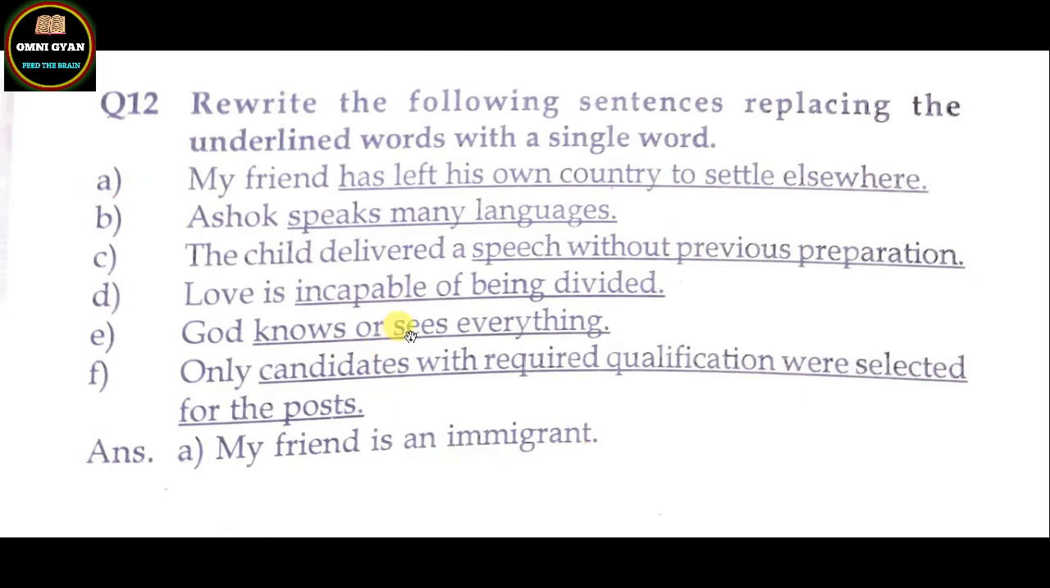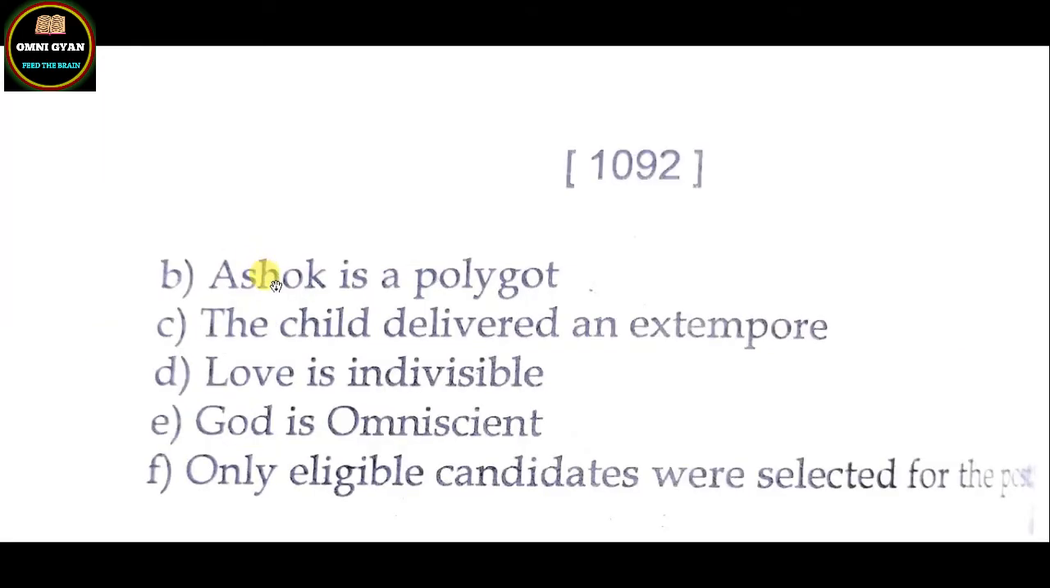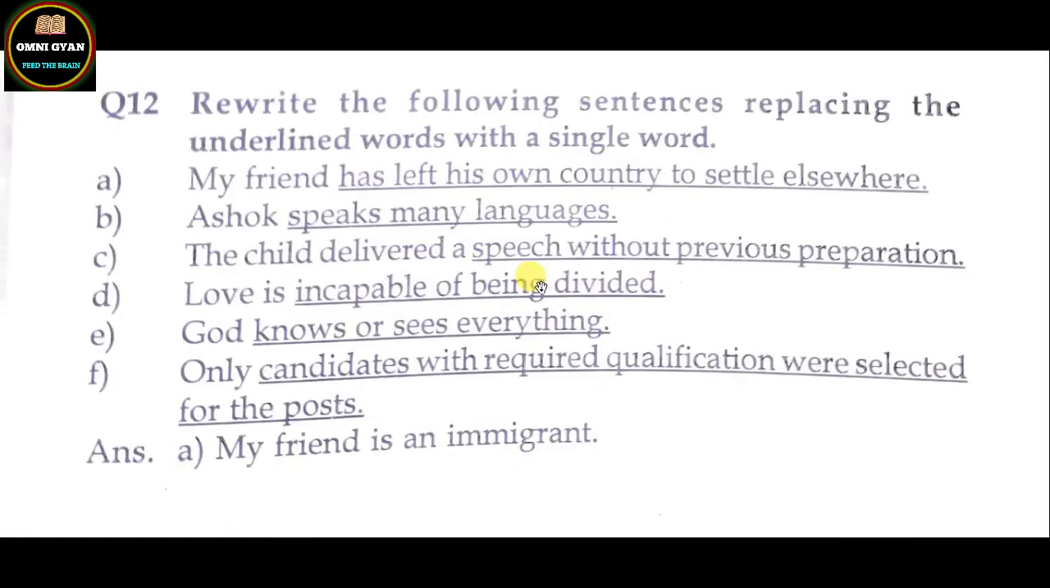Let's move on to the next, number B. Ashok speaks many languages. Ashok is a polyglot. So someone who speaks many languages is known as a polyglot. Remember, polyglot. Okay, I'll come back to the previous slide and again move back to discuss the answer.